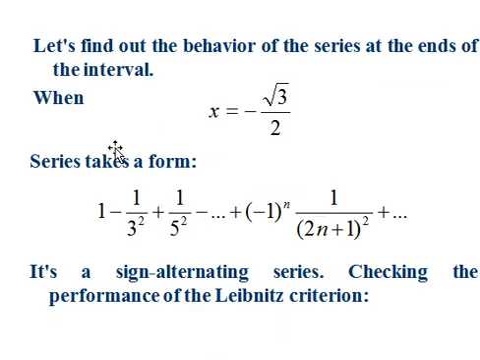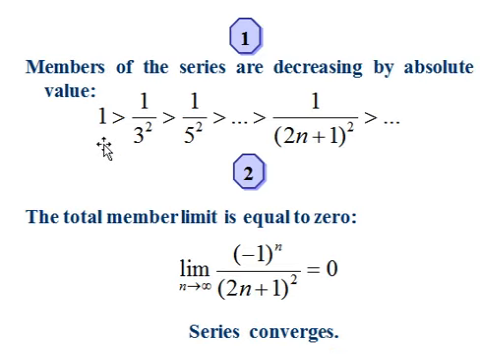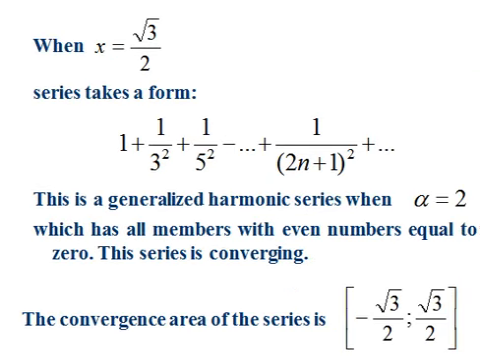And we may explore the convergence of this series at the ends of this interval. When x is equal to negative square root of 3 divided by 2, we see that here we have a sign alternating series, and we may check its convergence by the Leibniz test. We see that members are decreasing by absolute value, and the common member of this series tends to 0 when n tends to infinity. So the series is convergent when x is equal to negative square root of 3 divided by 2.